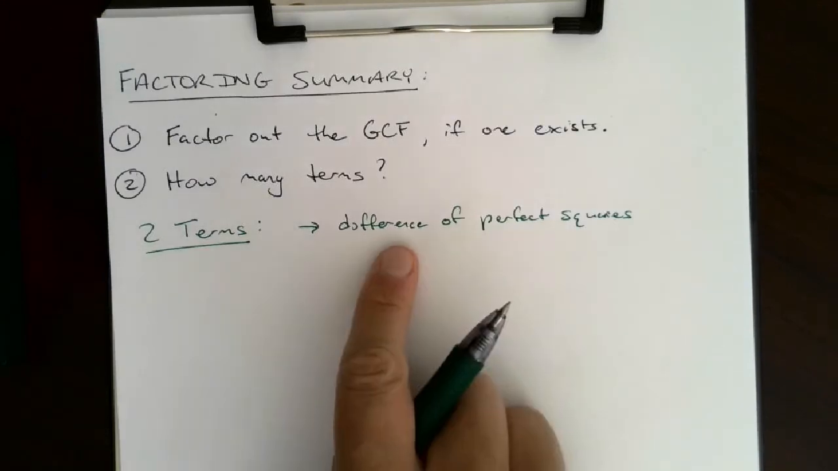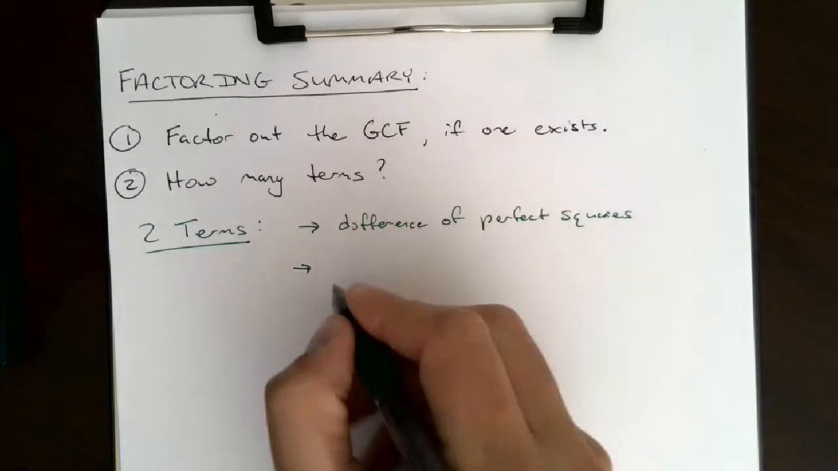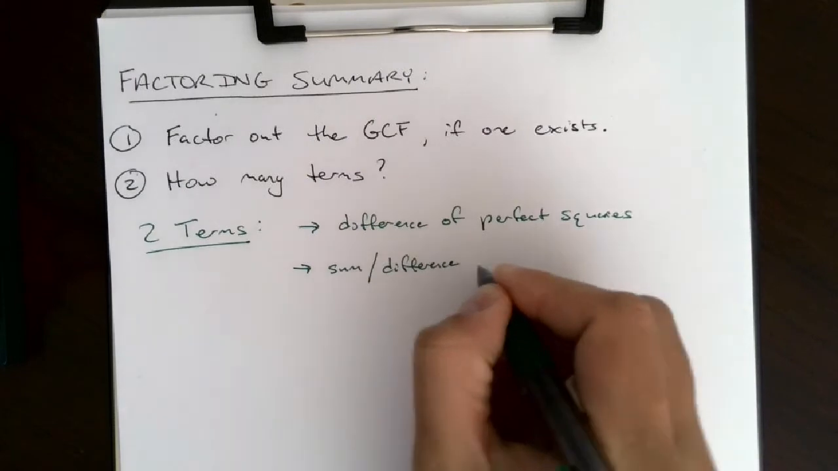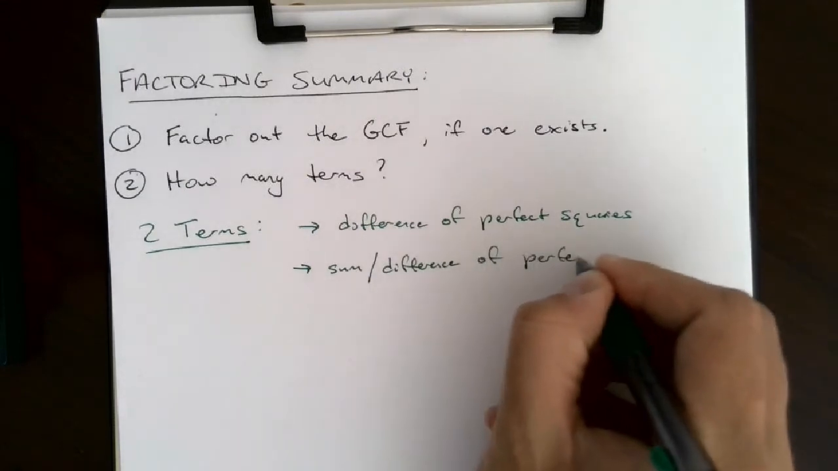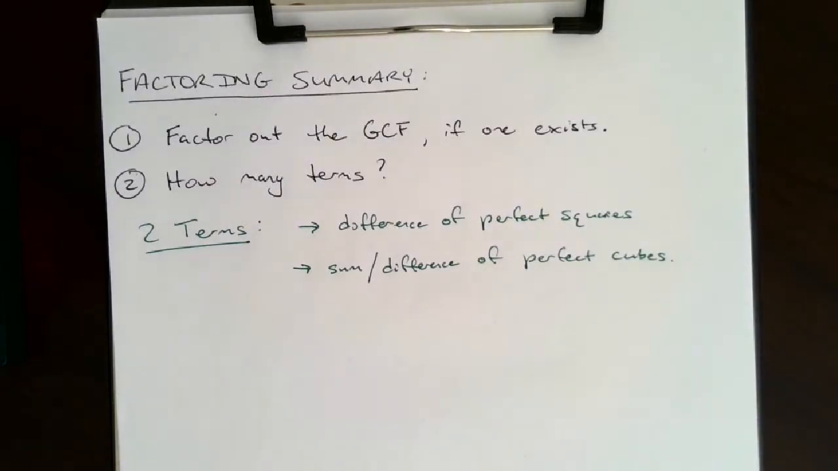so difference means subtraction of perfect squares. We're going to use our difference of perfect squares formula there. Or the sum or difference of perfect cubes. So if you have 2 terms, you should be checking to see if it's either of these inside the parentheses. Again, we have a formula for the sum or difference of perfect cubes. Make sure you use the formula. If it doesn't fit in either of those criteria, and you've already factored out the GCF, you can't factor it any further. If there was no GCF and you have 2 terms and it doesn't fit into one of those criteria, then it wouldn't be factorable.